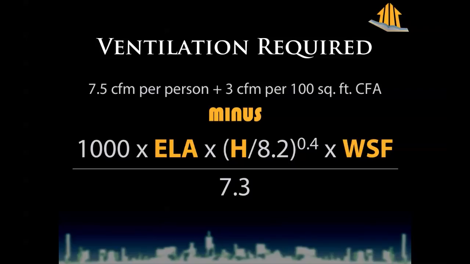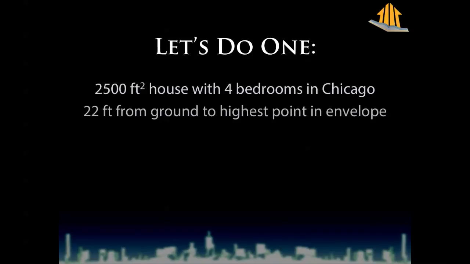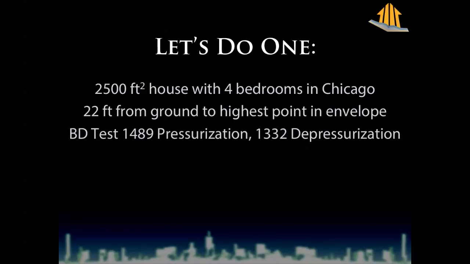So here's what we're going to do. Just do an example. We got a 2,500 square foot house in Chicago with 4 bedrooms. It's 22 feet from the grade to the highest point in the pressure boundary. And the blower door test was 1489 for pressurization and 1332 for depressurization.